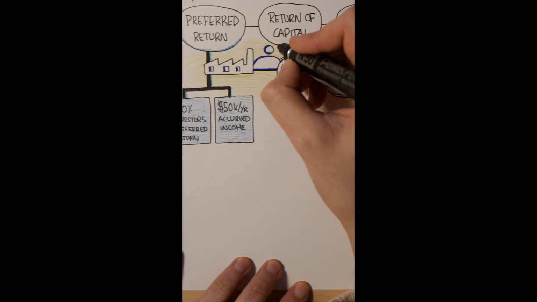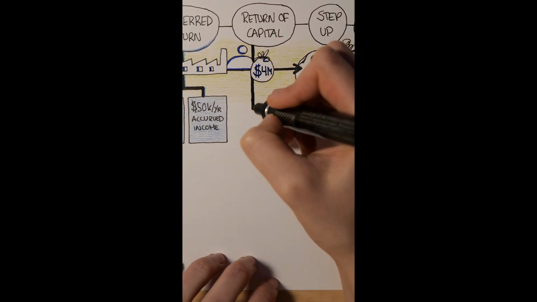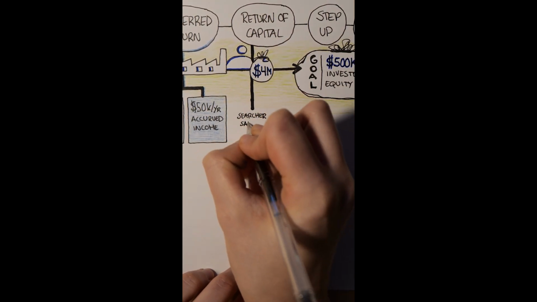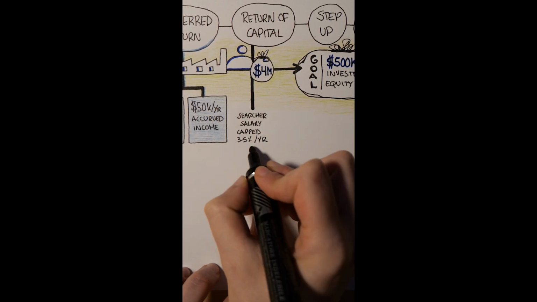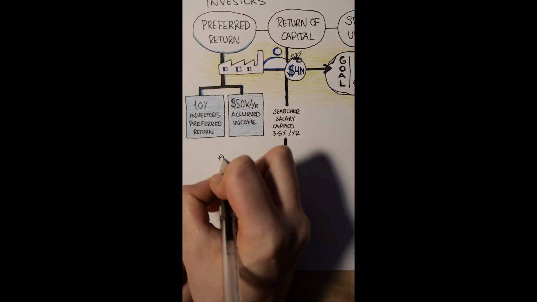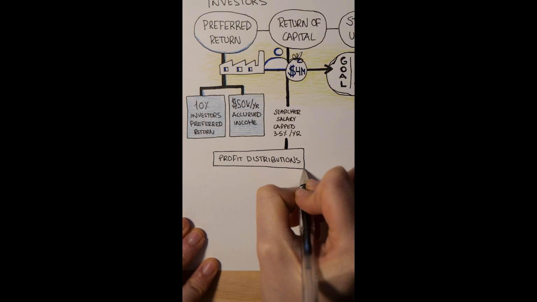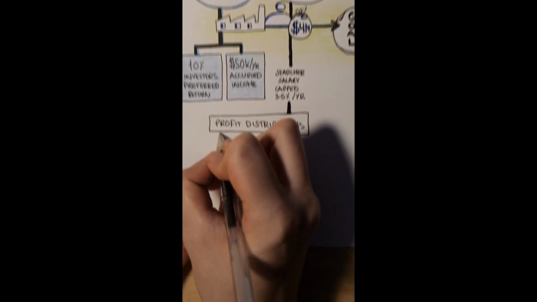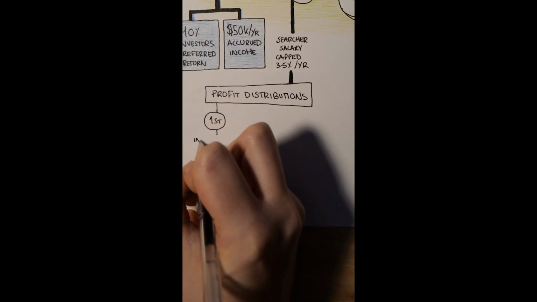The second component is return of capital. As the searcher, you'll earn a salary from the business, but increases to that salary will be capped, typically at 3 to 5% a year. This aligns your incentive with investors because it means that both you and the investors want the business to make profit distributions, and that's where you'll make your real money, not through the salary.